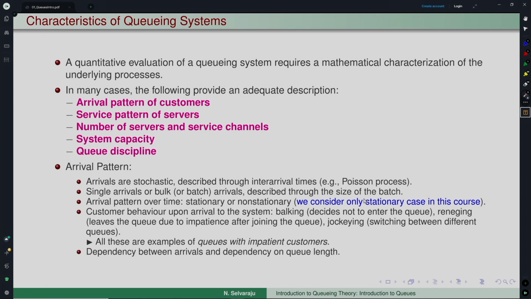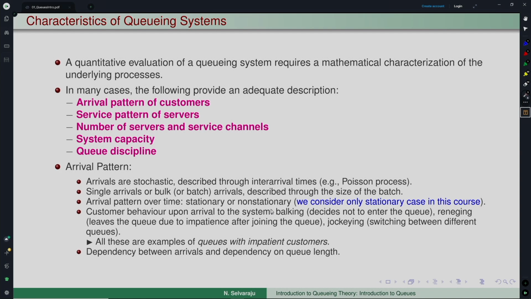And again, the arrival pattern over time, whether it is stationary or non-stationary. Of course, we will consider only the stationary case in this course, but what do we mean by stationary and non-stationary? It is with respect to time, whether at all times you observe the same pattern, or at different time points you observe different patterns.